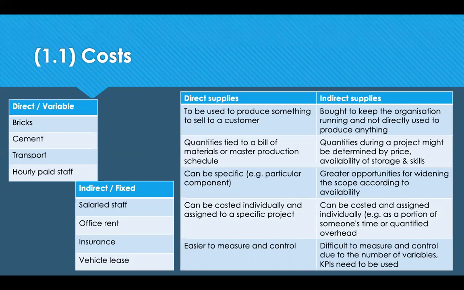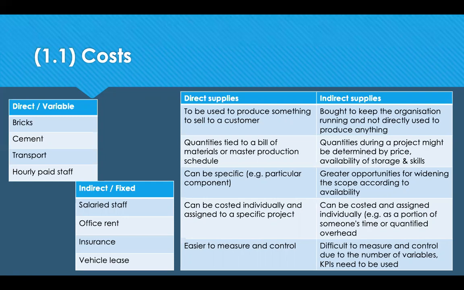So direct supplies are usually used to produce something to sell to a customer. So if you were selling books, it would be the paper that you need and the printing to go into making that book. So you'll have quantities that are tied to the bill of materials or the master production schedule. So for example, if you're making 1,000 books, you'll need so many reams of paper, etc. The requirements can be specific, can be costed individually and assigned to the project or item that you're selling, which is easy to measure and control.